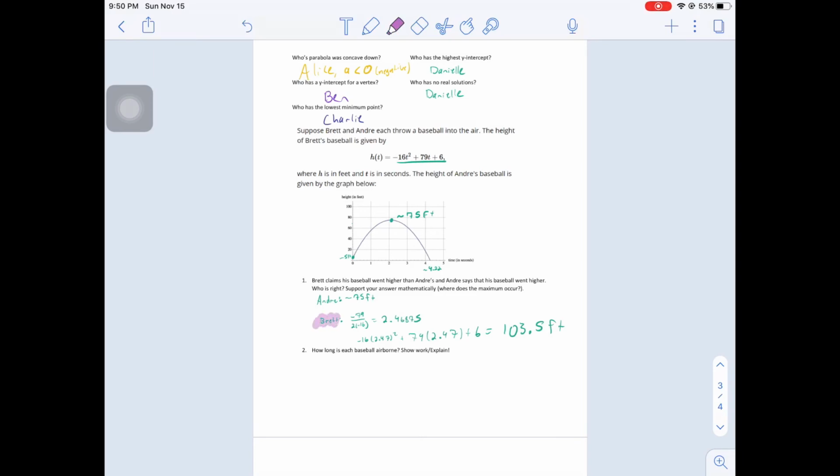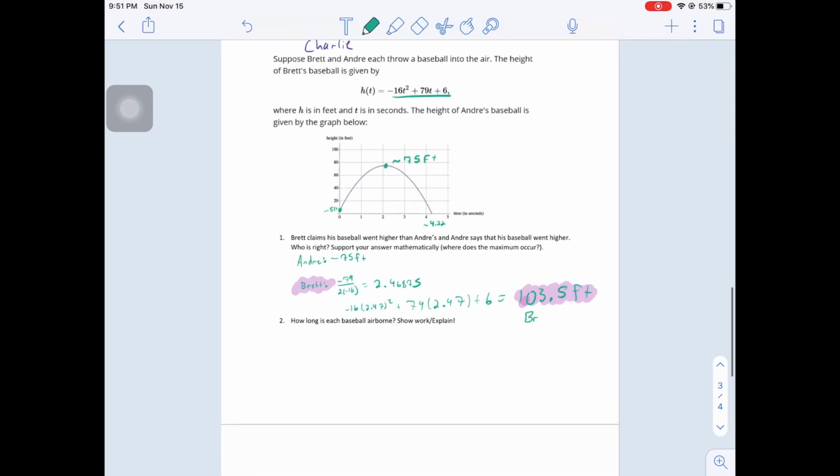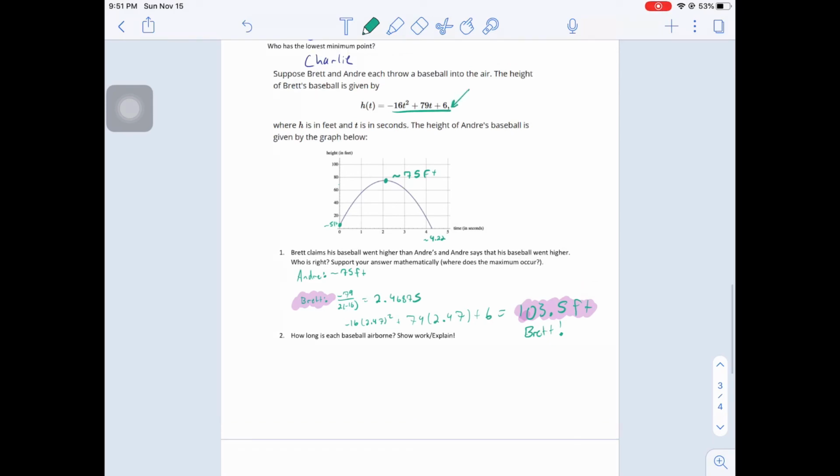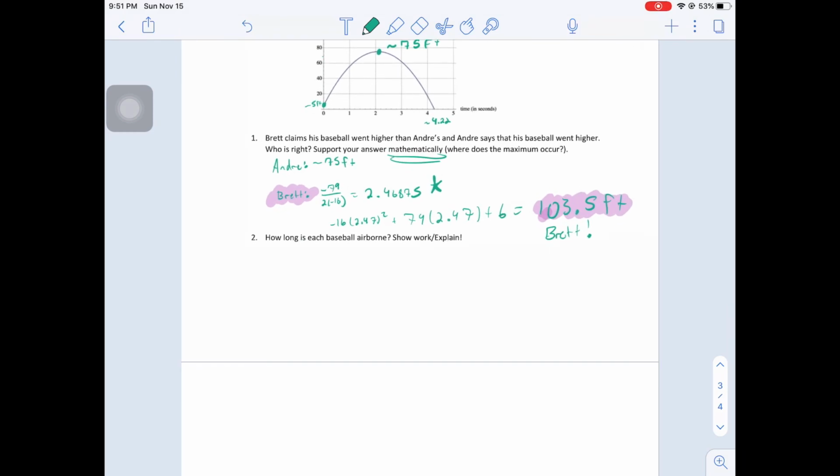All right, so who went higher? It does look like Brett, in fact, did go higher. And that would be mathematically how to show that, right? You could also show that graphically by plugging the equation into your graph. But if it says mathematically, you would need to show the work that I just did.